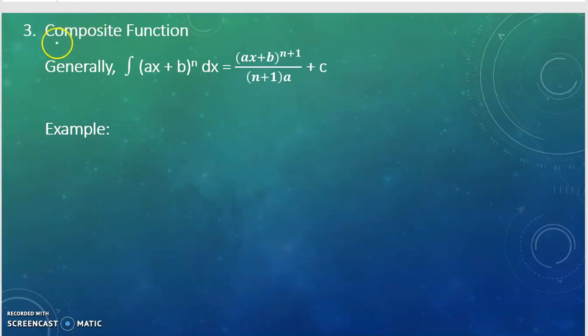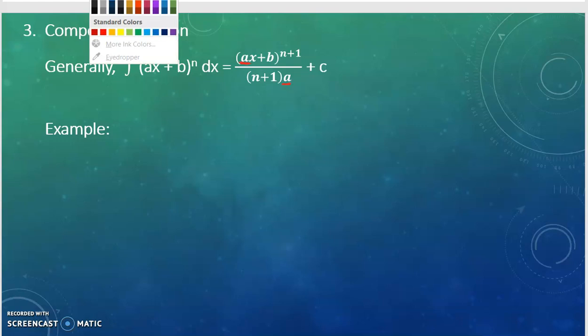So next, we will look at the integration of composite functions. Generally, the integration of (ax + b)^n with respect to x is equal to, like previous, (ax + b) to the power of the index raised by 1, divided by the new index. But in this composite function, you have to remember to pay attention to the coefficient of x. Since the coefficient of x is a, we need to multiply by a in the denominator.